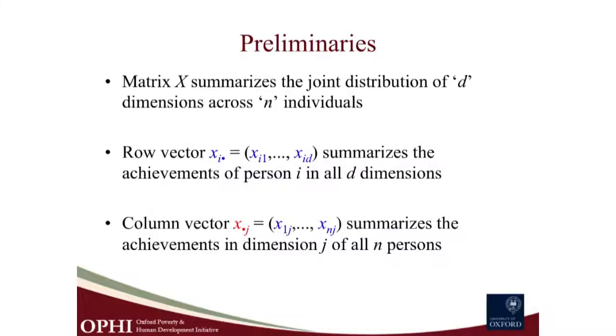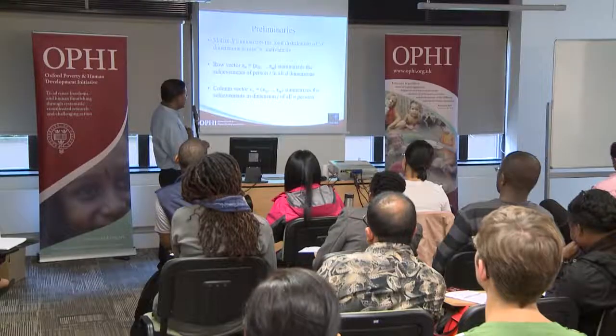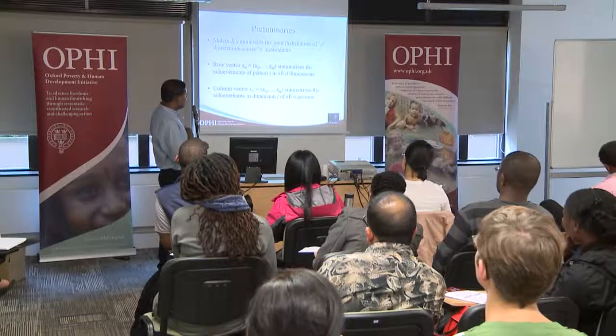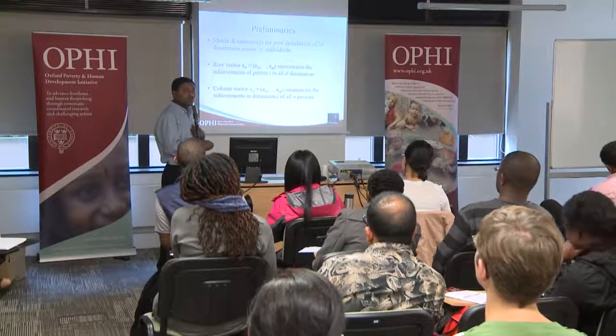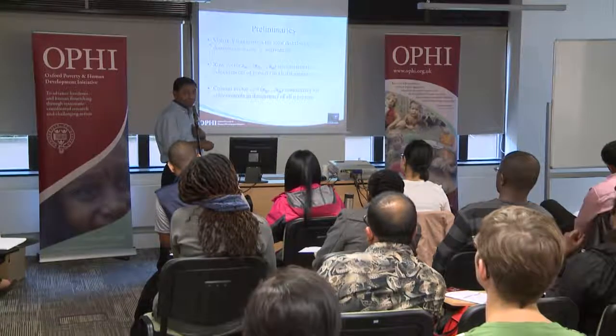So the row vector, we denote it by this particular notation, x_i dot. It means the D elements in this vector summarize the achievement of person i in all D dimensions. And with this particular notation, x dot j, we denote the n elements of dimension j. So this distribution is the marginal distribution of dimension j.